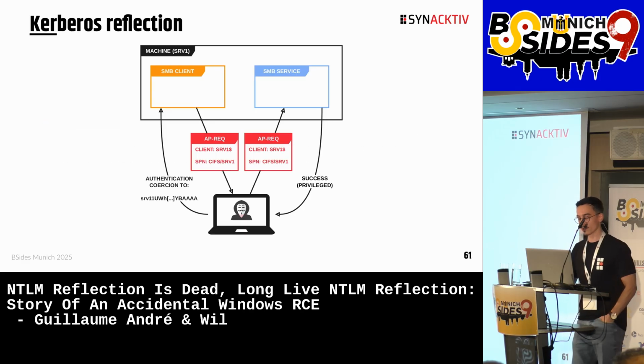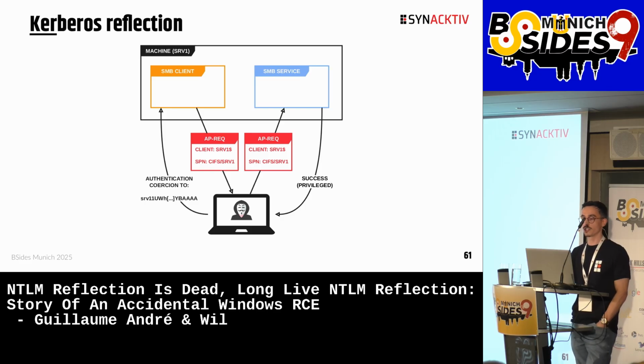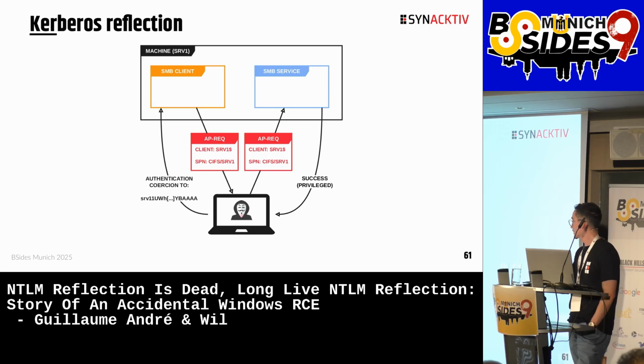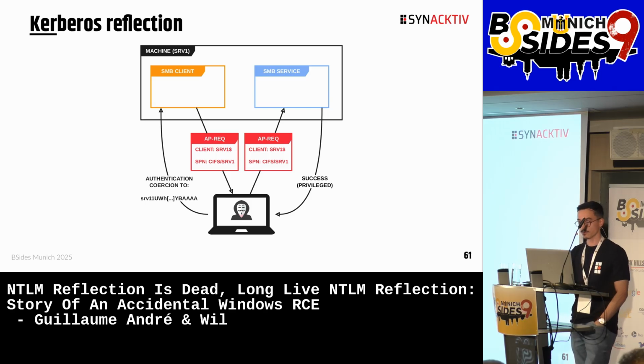So, what does it look like? For Kerberos, first you coerce the machine into authenticating to the base64 DNS record. The machine forges an AP-REQ and sends it to you. You take the AP-REQ, you forward it to the SMB service, and you get a privileged session.